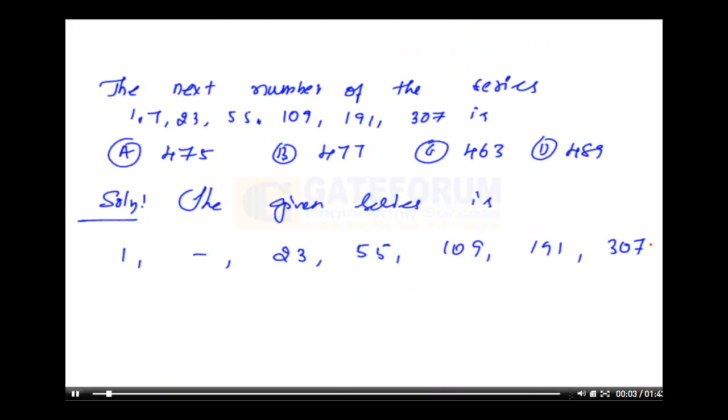To find the next term of the series 1, 7, 23, 55, 109, 191 and 307.